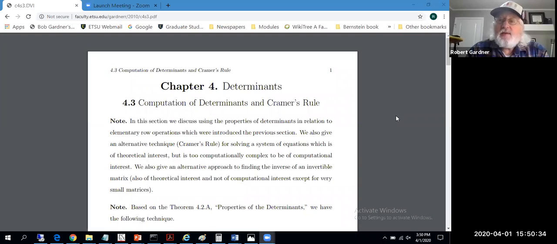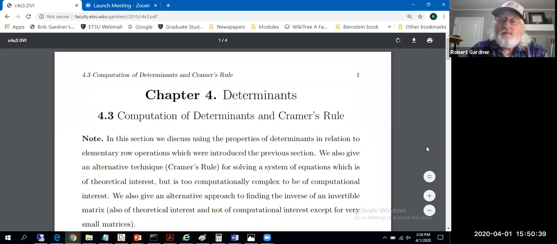Okay, let's look at applications of determinants. I commented in the previous section that determinants actually predate the idea of matrices, which is pretty weird, but they came into the picture in terms of solving systems of equations. So let's see how that works. And we'll illustrate this with some solving of systems of equations.